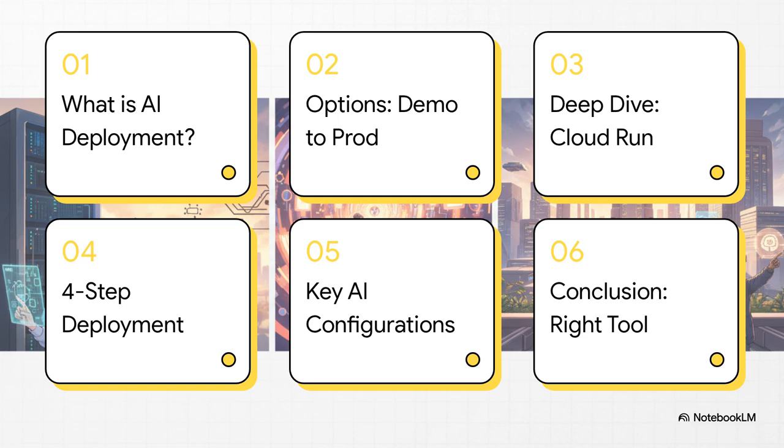We'll kick things off by defining what we actually mean by AI deployment. Then, we'll look at the different options you have, from quick and dirty demos all the way to full production setups. The heart of this is going to be a deep dive into Google Cloud Run. After that, I'll walk you through a simple 4-step guide to get your own service live. We'll finish up by covering some absolutely crucial AI-specific configurations, and then wrap up with how to pick the right tool for your specific job.